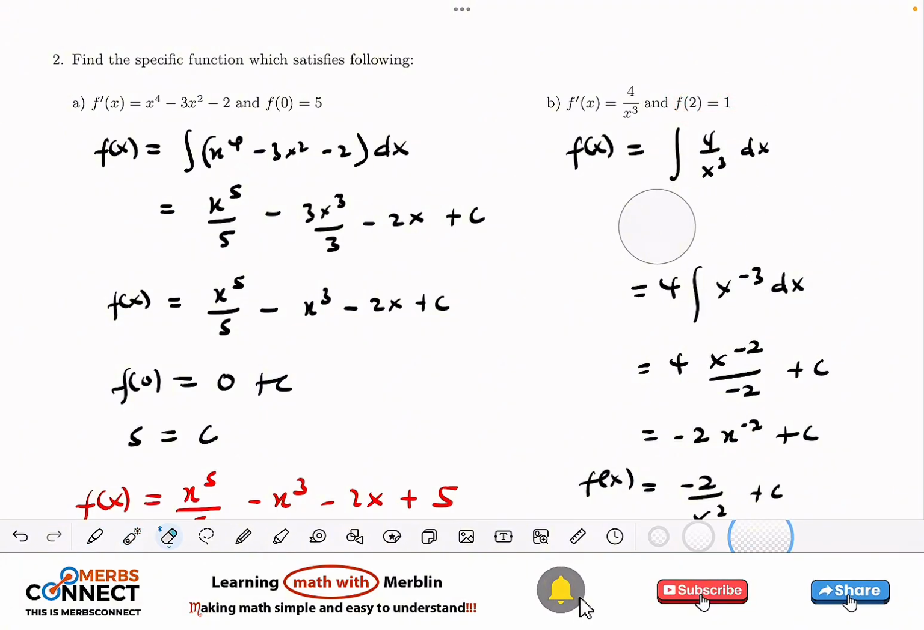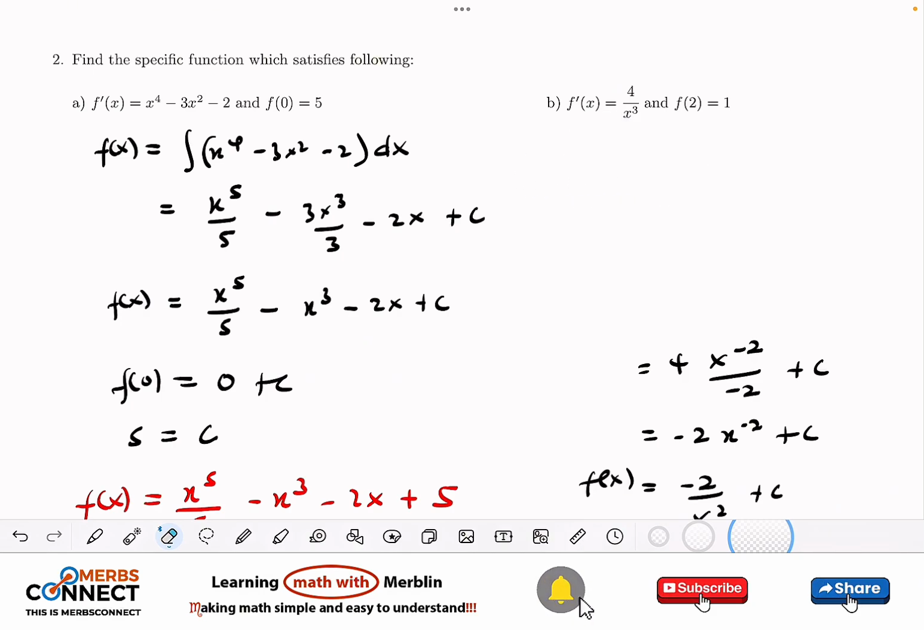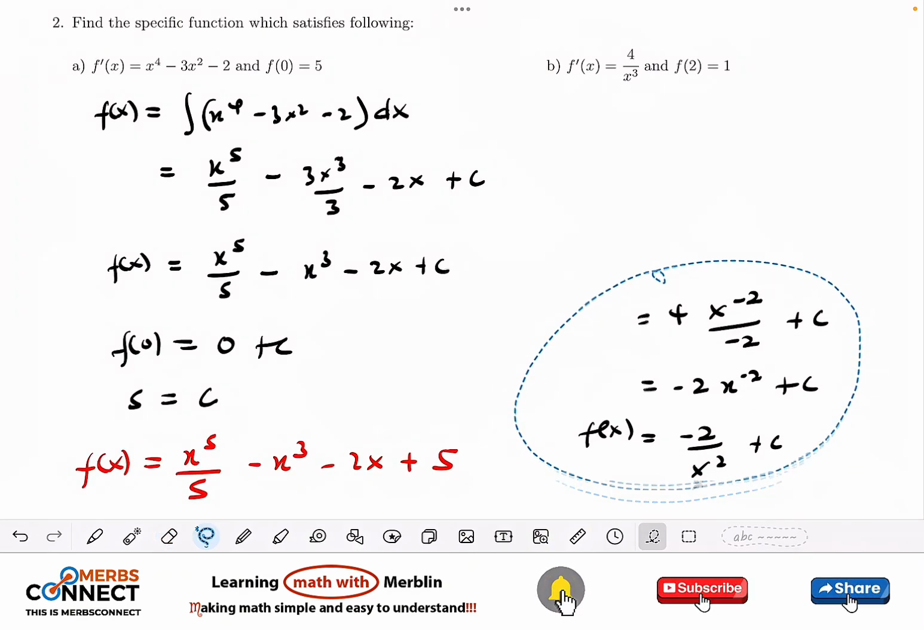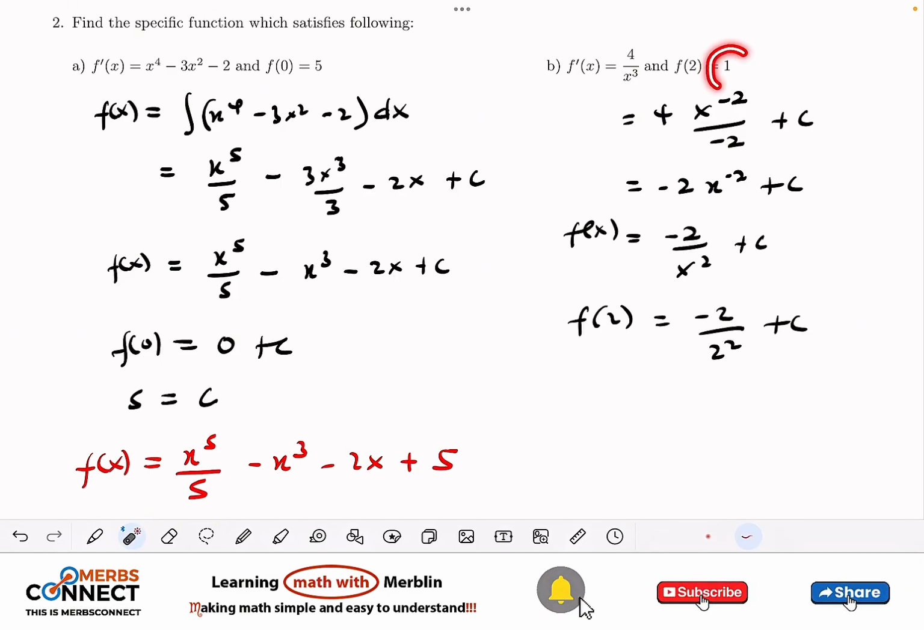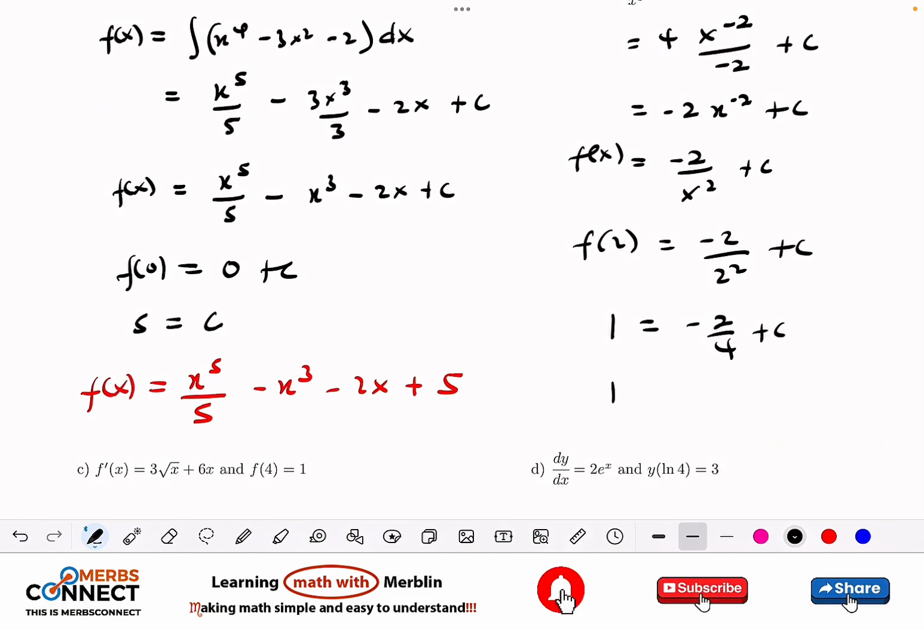So let me try and clean some of the solution, and then now we use the initial condition to find f of x. So what is f of 2? Because this is 2, so I plug in 2, so this is minus 2 over 2 squared plus c. What is f of 2? F of 2 is equal to 1. So we have 1 is equal to minus 2 divided by 4 plus c. So this is 1 is equal to minus 1 over 2 plus c. Add plus half on both sides, and we are going to have c to be equal to 3 on 2.